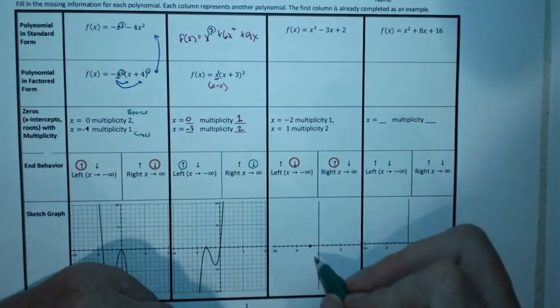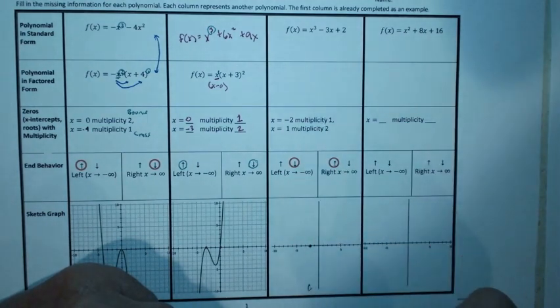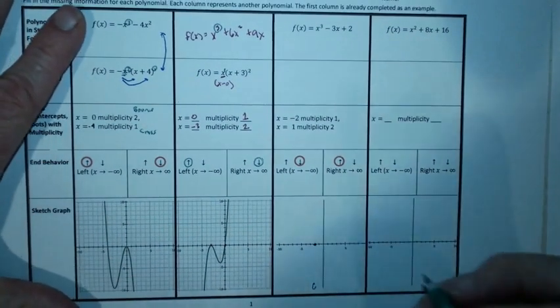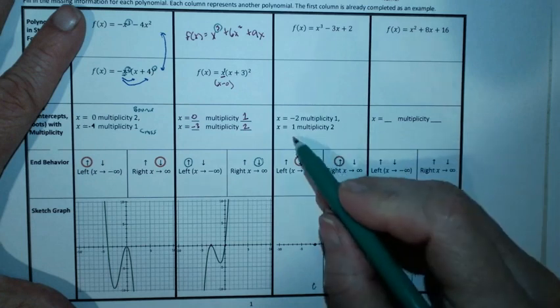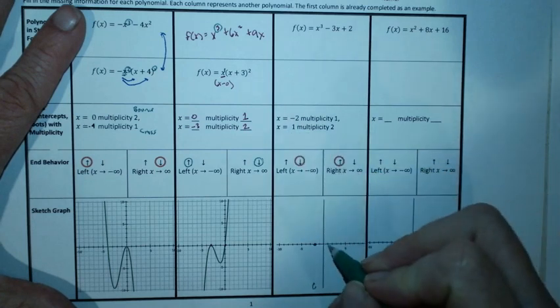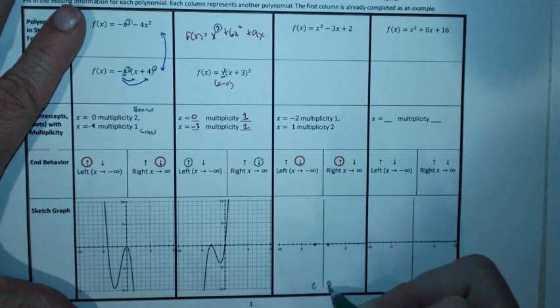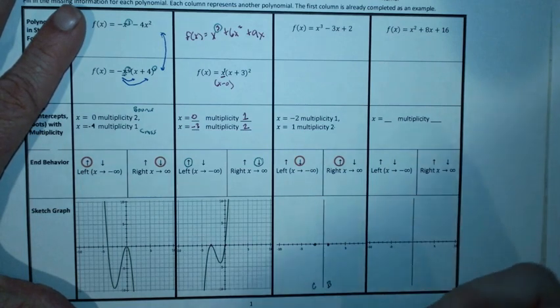And I know it has a multiplicity of 1, so it's going to cross. I'm just going to put a C down here, okay? I know you can't see that very well. That's kind of small, sorry. I have a 0 at 1, so I'm going to put this right here at 1. And it has a multiplicity of 2, so I know it's going to bounce at 1, okay?